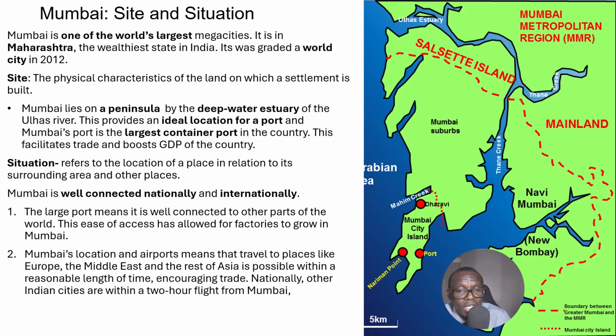And site refers to the physical characteristics of the land on which a settlement is built. And as you can see on the map here, Mumbai lies on a peninsula by the deep water estuary of the Ulhas River. Now, this is Mumbai right down here, and you can see a peninsula is an area that is almost all surrounded by water. And you can see all the way around Mumbai, it's surrounded by water, apart from this top part here.